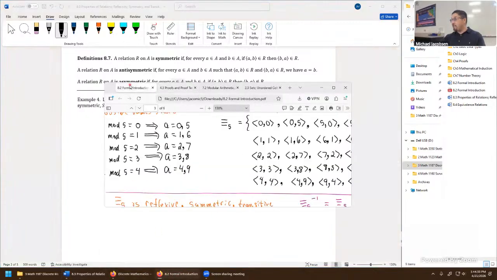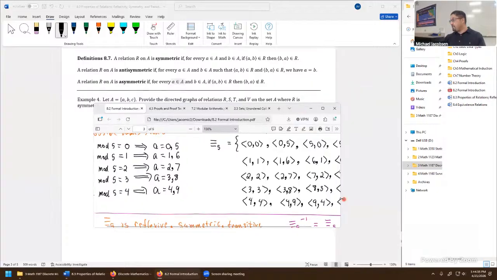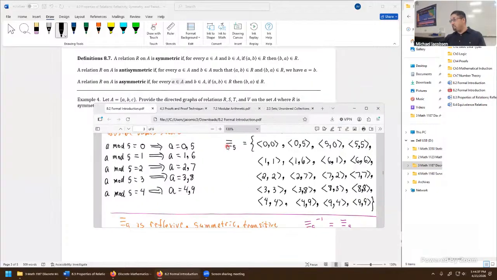If we go back to section 8.2, this is like the canonical example of a nice relationship. It's both reflexive, symmetric, and transitive. It's reflexive because every first coordinate you see here is related to itself no matter what. But this property is saying if you swap the coordinates, 1, 6, you will see that 6, 1 is also in the relationship. If 1 is related to 6, congruent to mod 5, then 6 is also congruent to 1 mod 5.